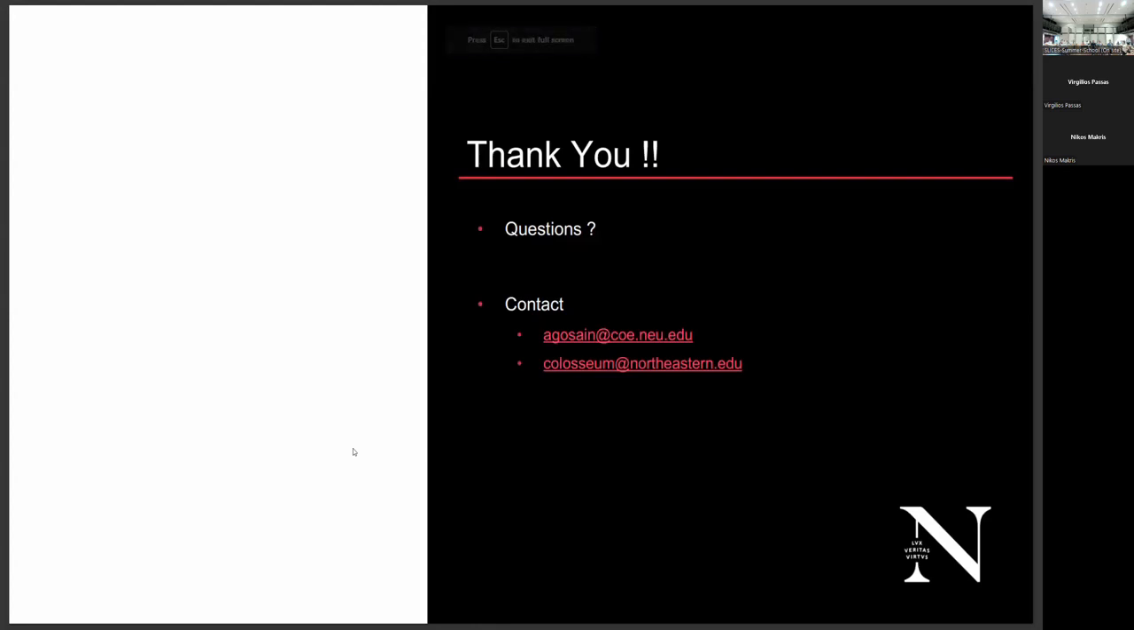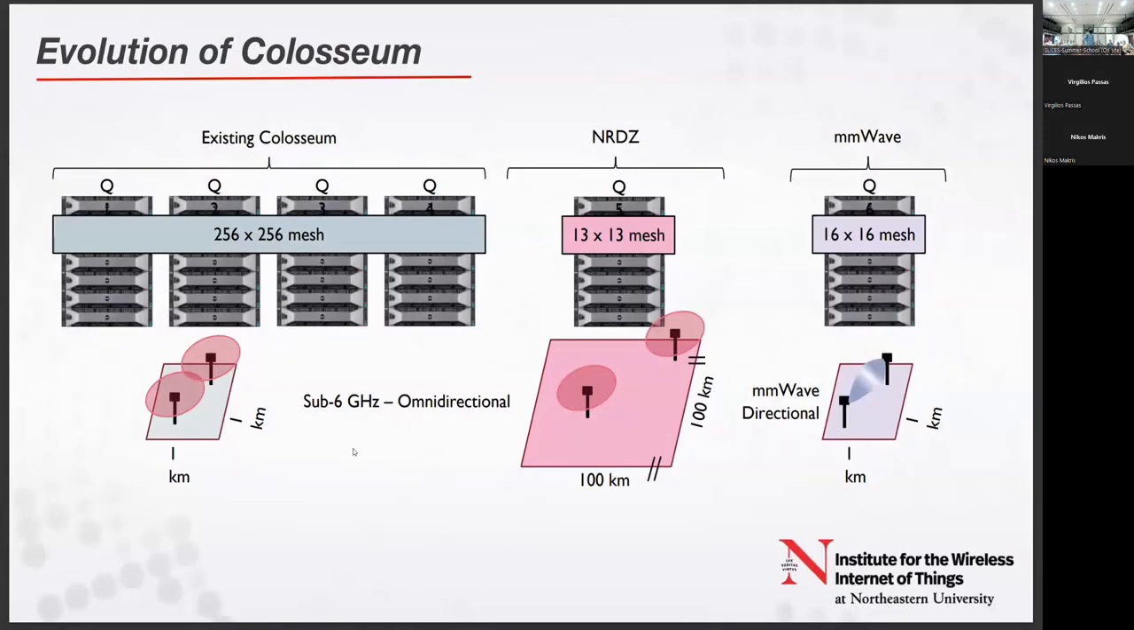Okay, I see there are some questions and there are also some online questions. A curiosity: is the limitation on the size of the emulated area, 1 kilometer by 1 kilometer, due to the computing power of the emulator? Why are you limited to 1 kilometer in the emulations? In the last slide, you showed that for the existing Colosseum, you can emulate a scenario that is 1 kilometer per side, no? Why is there this limitation of 1 kilometer?